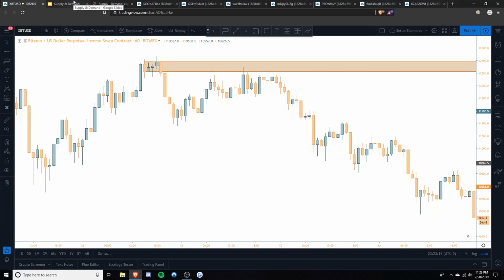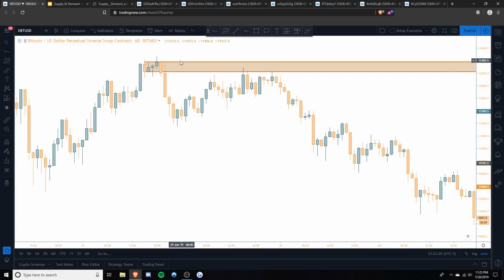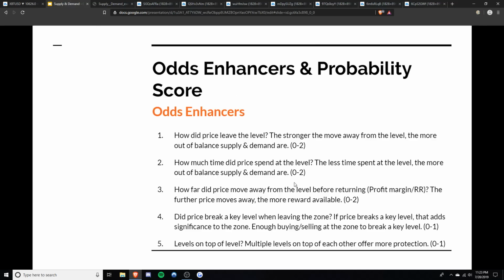So I would give that a 1. Honestly, I'd give that a 1, not a 2. How much time did price spend at the level? Not very much at all. I'd give that a 2. So we're sitting at 3 on the probability score.